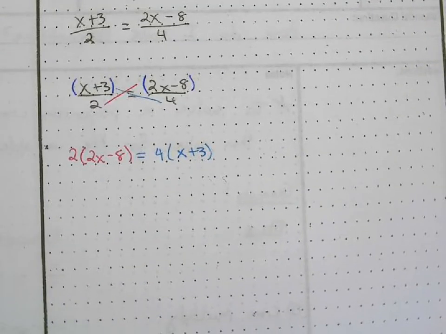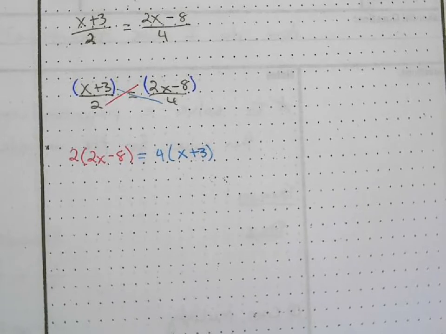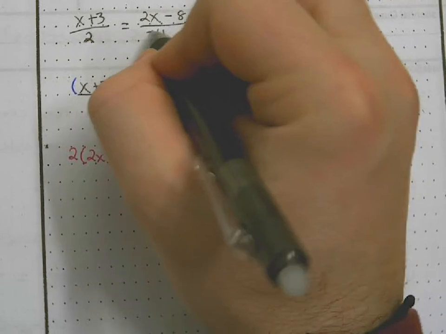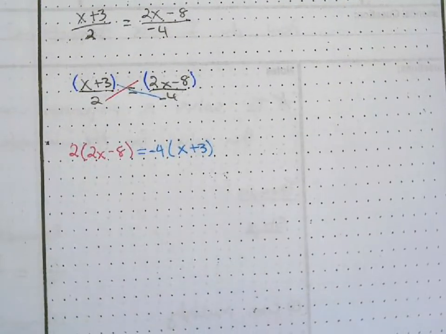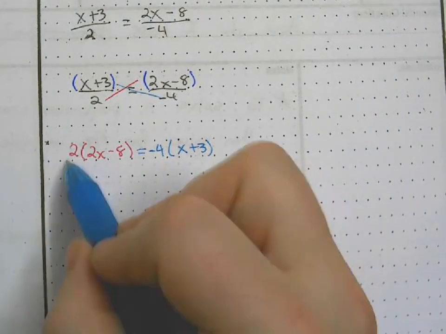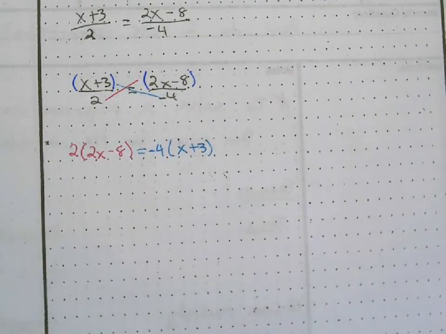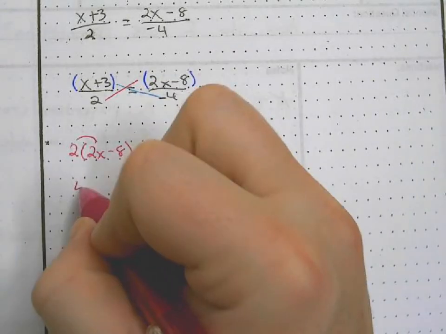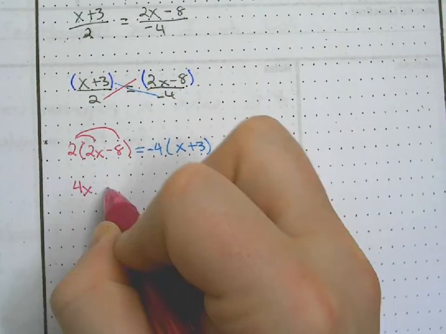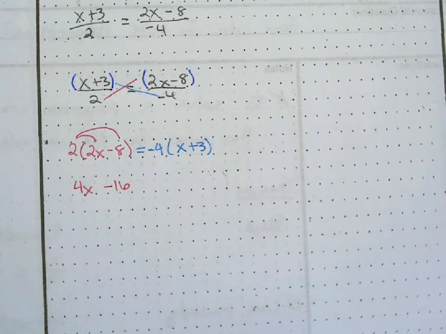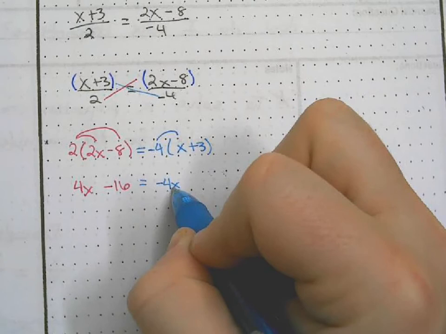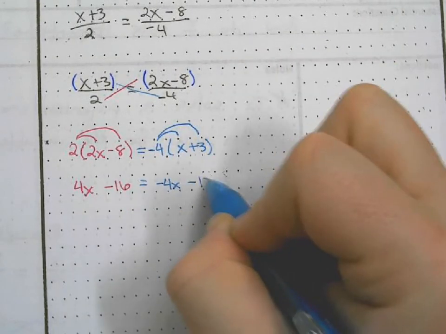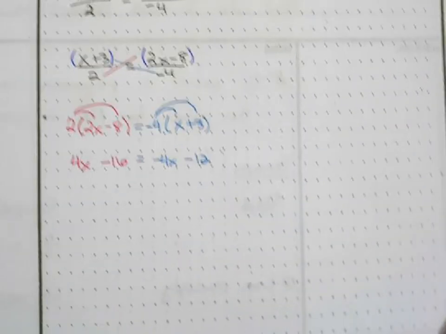And now we go through our solving motions. Oops, I forgot to make this a negative. So make that a negative 4. Like that. Okay, so I'll do 2 times 2x is 4x. 2 times minus 8 is minus 16. Equals negative 4 times x is negative 4x. And then negative 4 times 3 is negative 12.